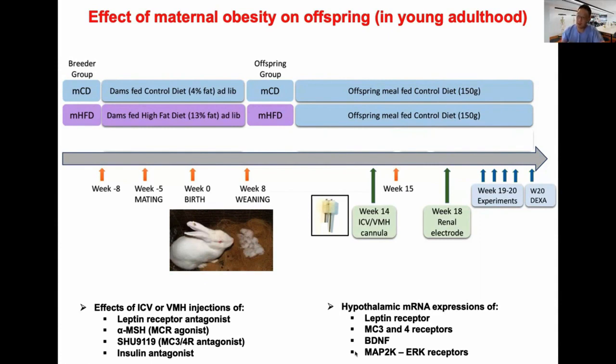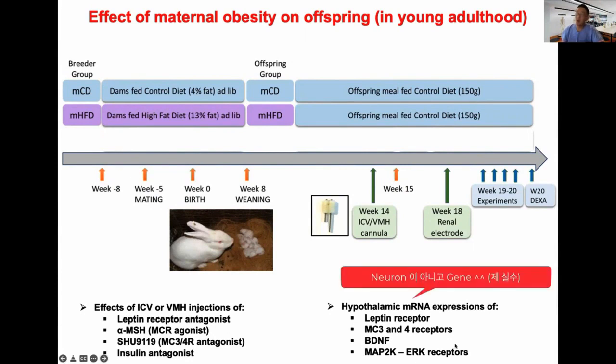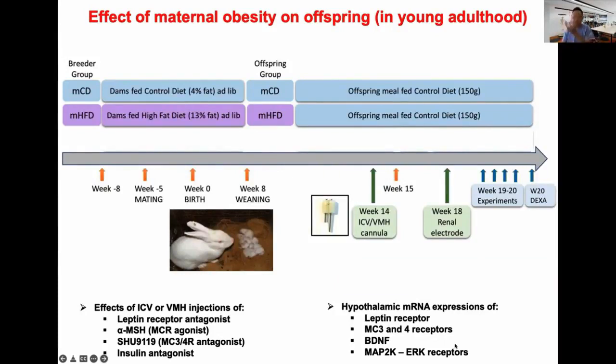So we looked at the mRNA expression of the leptin receptor, the melanocortin 3 and 4 receptors, and also BDNF, which is brain-derived neurotrophic factor, and MAP2 and ERK receptors. And these neurons are what we think is driving these changes at the physiological level. So we wanted to see whether that is true.